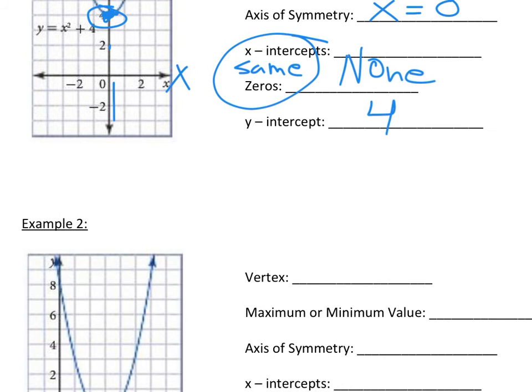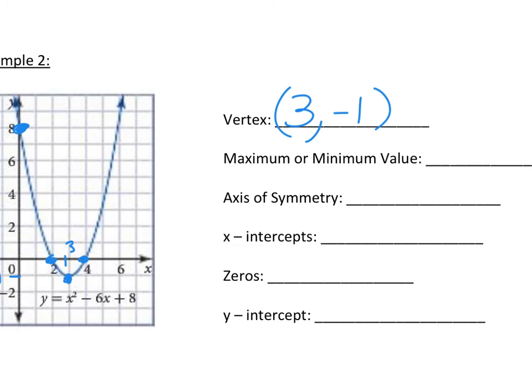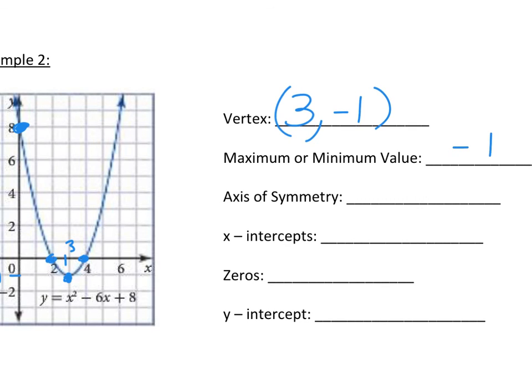Let's look at another graph. So let's identify the most important point, our vertex. Let's maybe put points at the x-intercepts. And let's put a point at where it crosses y. These are our most important points on our parabola. So our vertex in this case is at 3 and -1. You can see that right here with the x value being 3, the y value being -1. Does this parabola have a highest or a lowest value? It has a lowest, and its lowest value is at -1 for y.